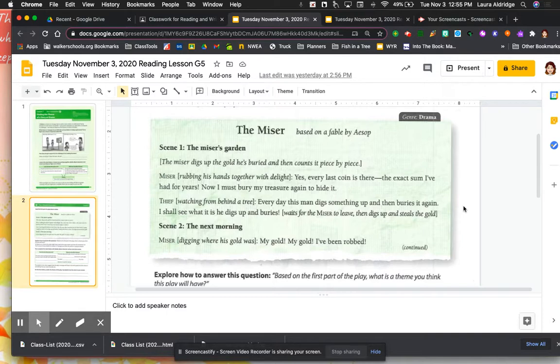Scene 2, the next morning. Miser, digging where his gold was: My gold! My gold! I've been robbed!